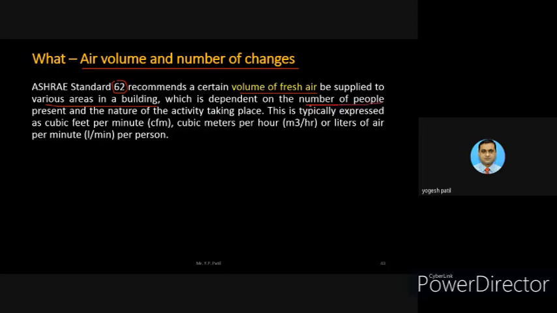So the number of people present in that particular area of a building, and also the nature of activity taking place, whether that activity plays an important role, meaning what type of activity is taking place over there. So these two things decide the volume of air. This is typically expressed in cubic feet per minute. Different units are mentioned in different ways: cubic meter per hour, maybe liters of air per minute per person. Okay? All these are the units for the measurement of air volume.